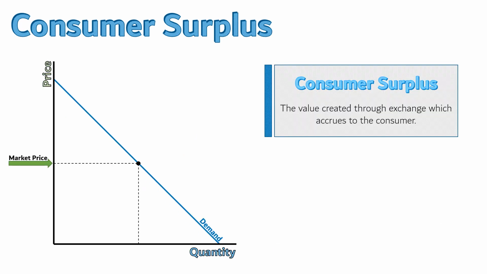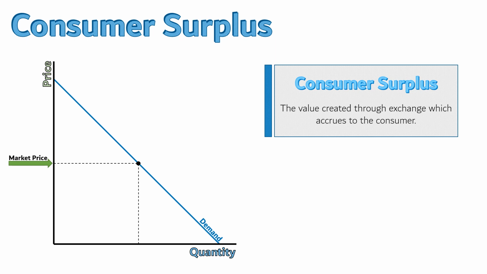Consumer surplus is the value created through exchange which accrues to the consumer. There are a lot of simple joys in life, like buying a new pair of pants or getting a better keyboard or painting a wall a new color. Think about something you bought recently that brought you a lot of joy. That is consumer surplus. Whatever it was you bought brought you more happiness than it cost you.